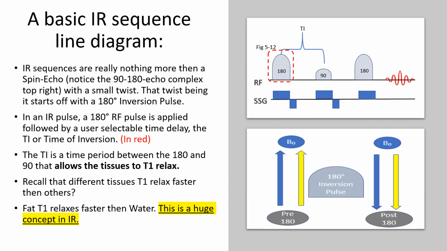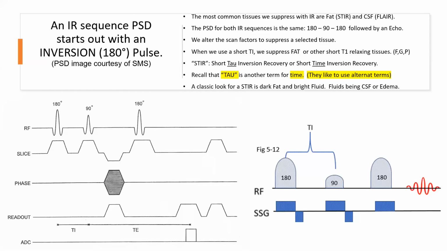So the 180-degree RF pulse knocks everybody down. Before the 180, they're all pointing up with B0. After the 180, they all get inverted. They're all knocked down, pointing the opposite way. So during the TI, tissues T1 relax. We're going to use TIs that are short or TIs that are long, so we can selectively suppress either fat or CSF.